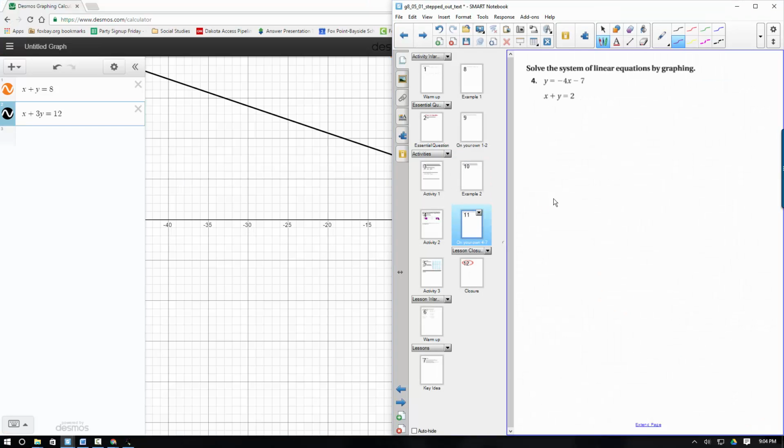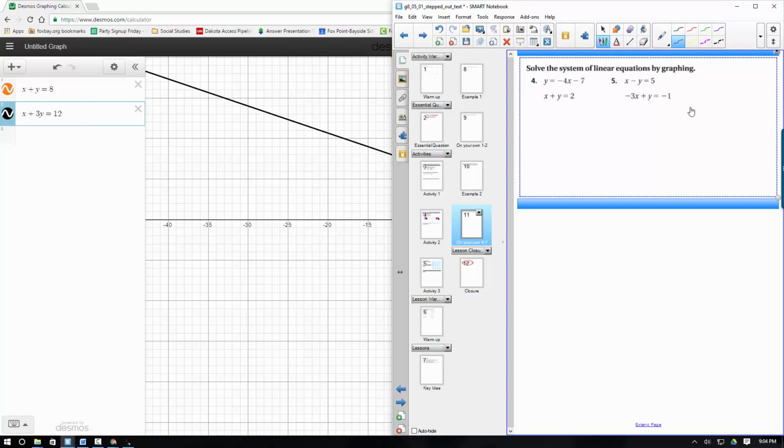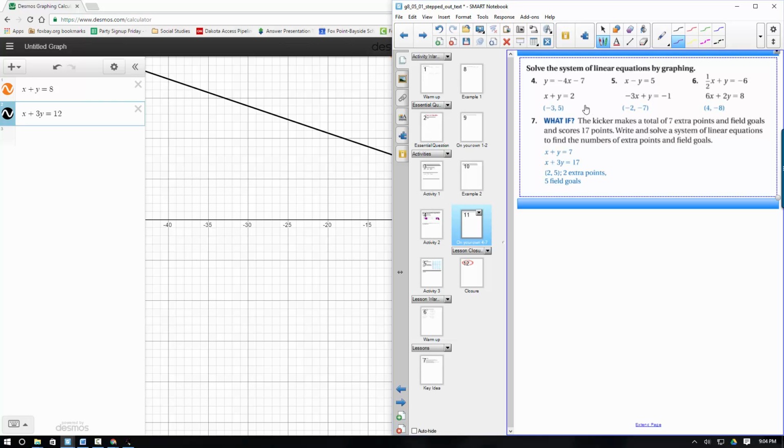All right, and then finally I have 2 more that I want to graph out. So graph these 2 things and then solve them. Same with this one. And I'll pause the video for a moment. And hopefully your answers are negative 3, 5, negative 2, negative 7, 4, negative 8.